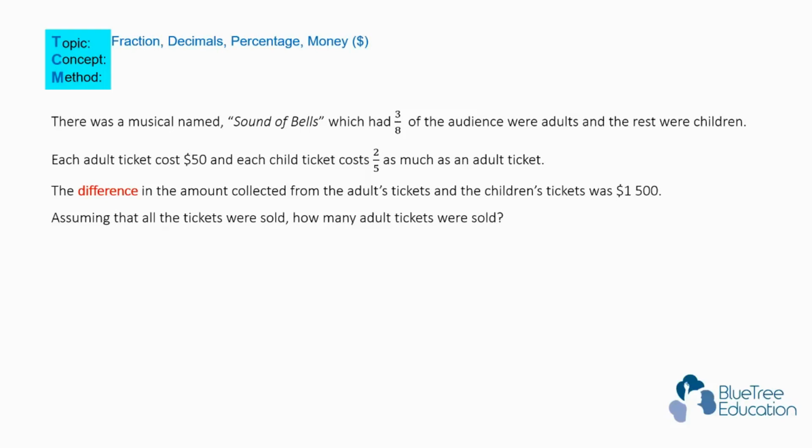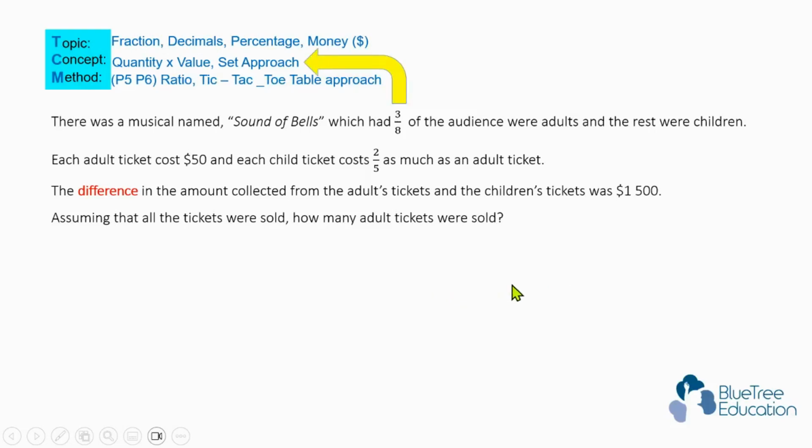So the topic is on fractions, decimals, percentage, money. Why did I put decimals and percentage in here? Because these 3 topics are linked. If I don't write 2/5, I can say 40%. It's 40% of an adult ticket. Or the price of the ticket is 2:5, something like that. So ratio would also be linked up to this topic as well. Just remember FRP. Why quantity times value? Because you can see the number of people involved, and the value of the tickets being mentioned.